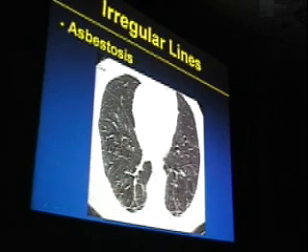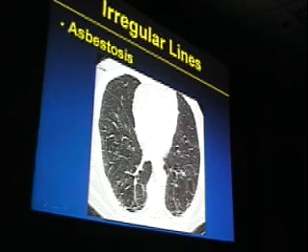Now, asbestosis, just by way of comment, often begins with linear band-like opacities in the subpleural regions of lung, as you can see here.